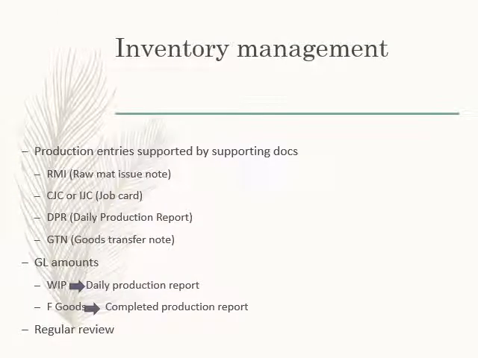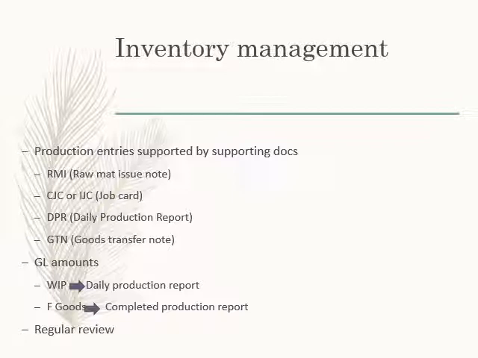All production entries have to be supported by the relevant supporting documents. We've spoken about the raw materials issue note, which is the RMI. We've spoken about the customer job card, which is the CJC, as well as the inventory job card, which is the IJC. We've also spoken about the use of a daily production report.